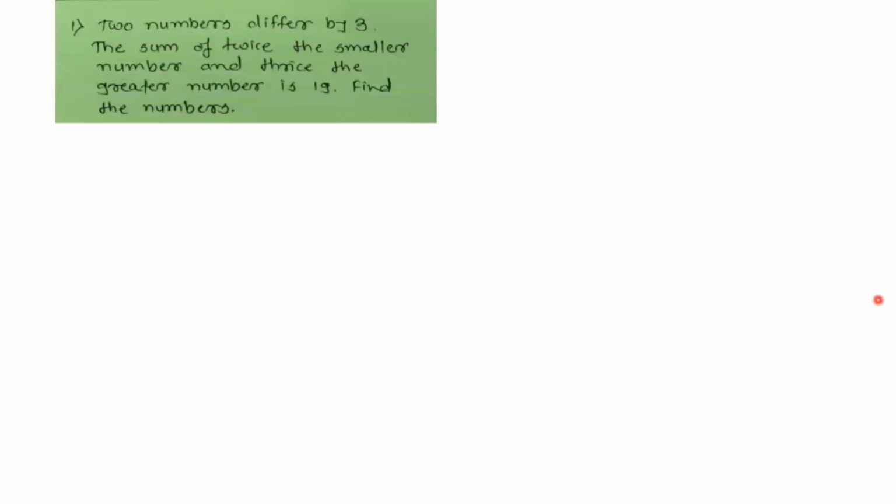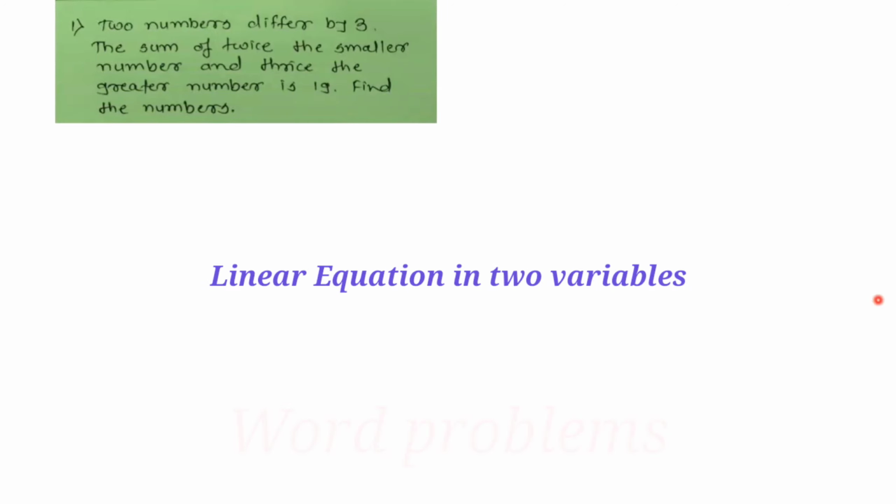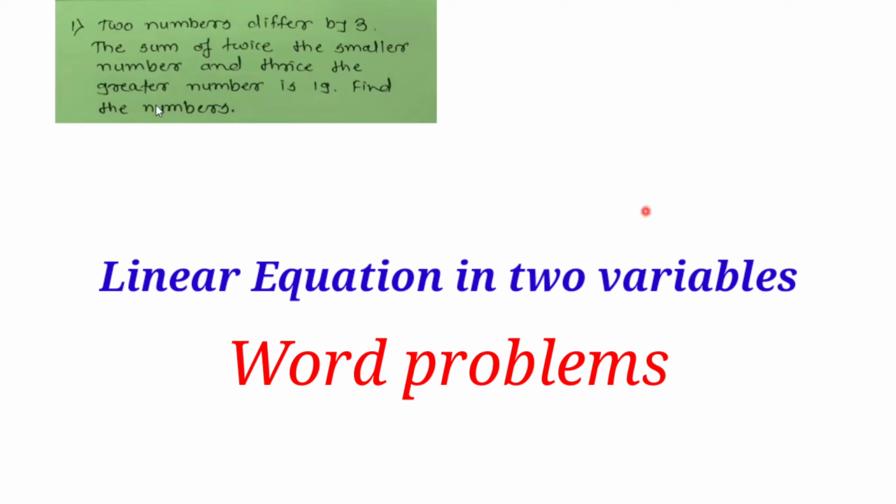Hello students, let us solve some word problems based on linear equations in two variables. The first problem is: two numbers differ by 3. The sum of twice the smaller number and thrice the greater number is 19. Find the numbers. So by this information we have to find those two numbers which differ by 3.